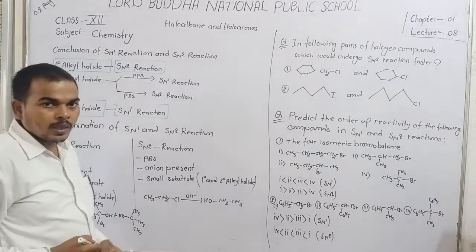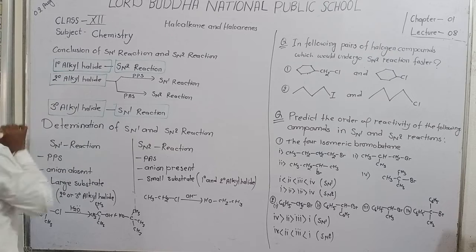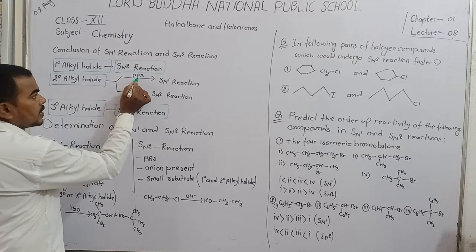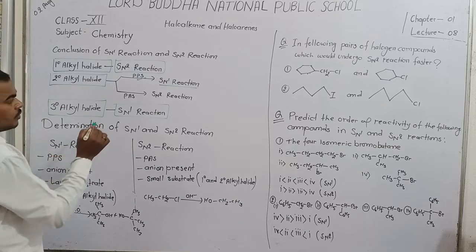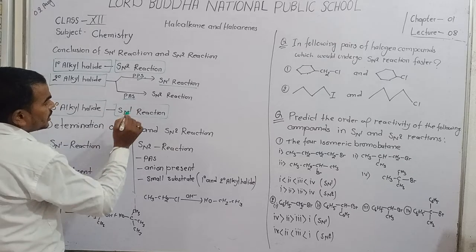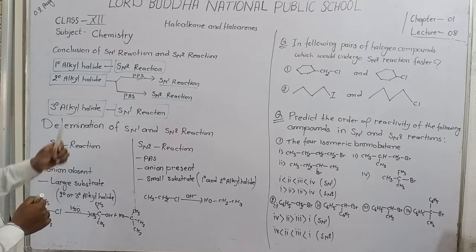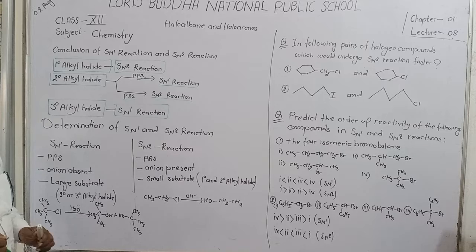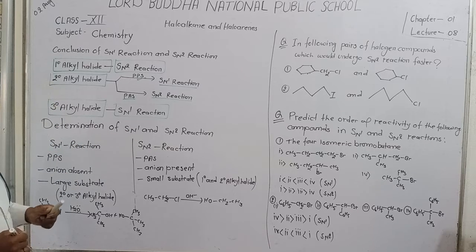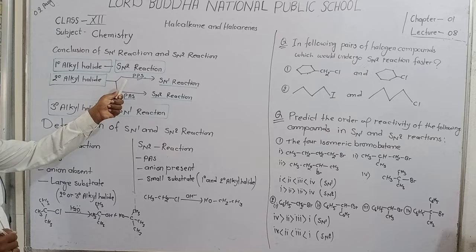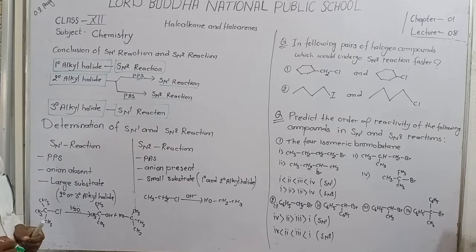Always remember, okay. But in case of 2 degree alkyl halide, if we use polar protic solvent, then SN1 reaction occurs. But if we use polar aprotic solvent, then SN2 reaction occurs. Again, 1 degree alkyl halide gives SN2 reaction. 3 degree alkyl halide gives SN1 reaction. But in case of 2 degree alkyl halide, in the presence of polar protic solvent, SN1 reaction; in the presence of polar aprotic solvent, SN2 reaction occurs.